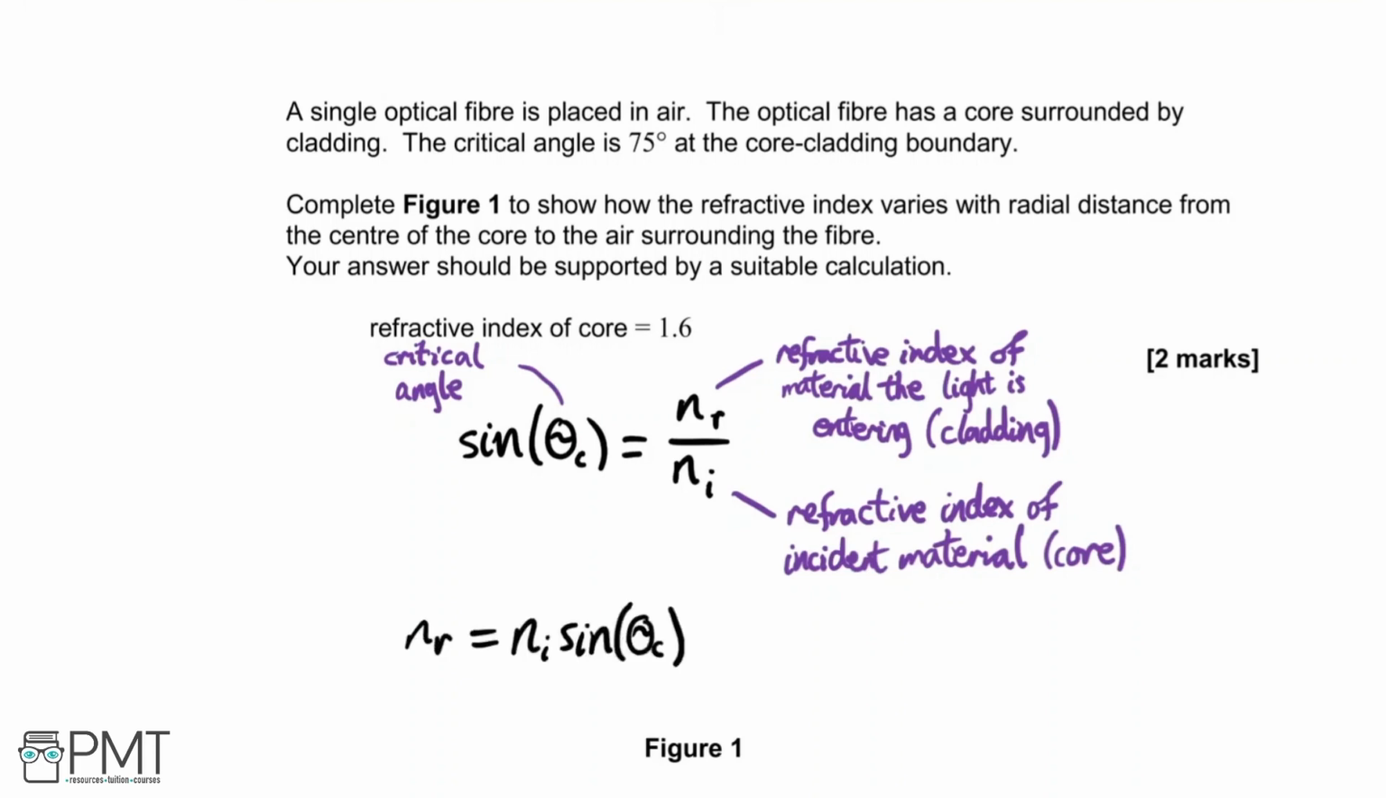So in this case, n₂ is going to be the refractive index of the cladding, and that's what we're trying to find. So let's rearrange to make n₂ the subject, and then make our substitutions. Make sure that your calculator is in degrees when you make this calculation, and that gives us a value of 1.55.